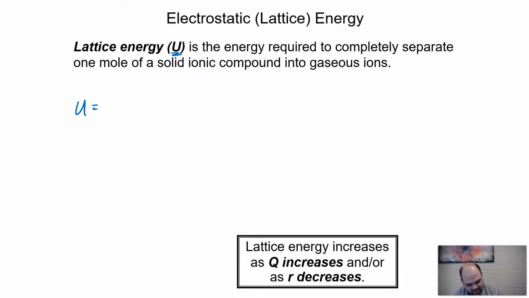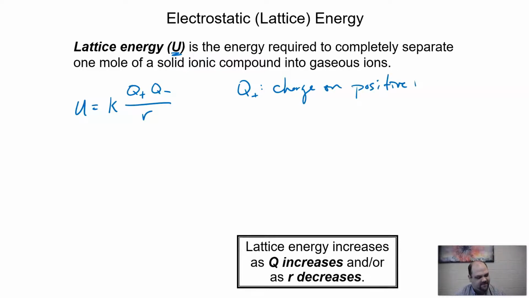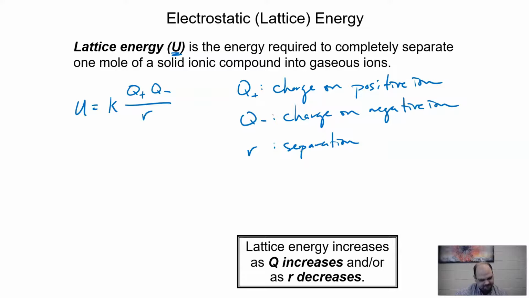And so that lattice energy, U, is equal to some factor K times the charge on the positive ion, Q plus, Q for charge, times the charge on the negative ion, Q minus, divided by R. So again, Q plus is the charge on the positive ion, Q minus is the charge on the negative ion, and then R is the separation between those two nuclei, between those two ions.